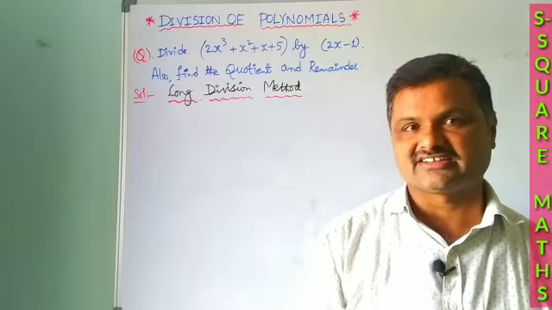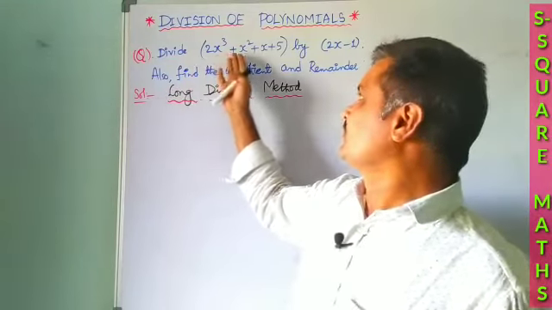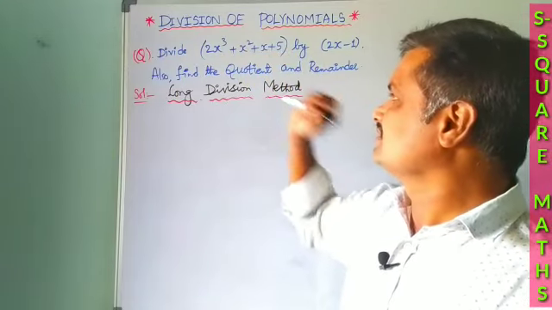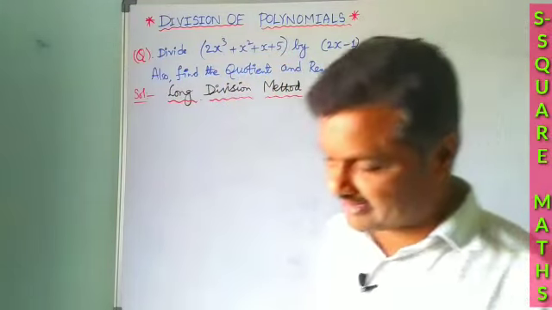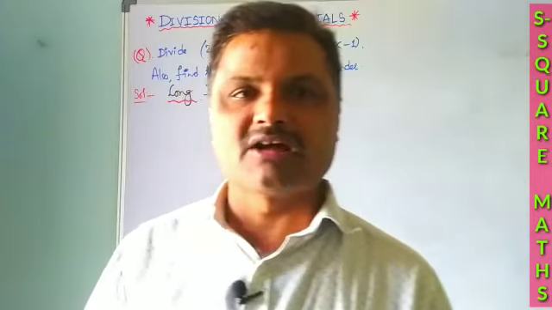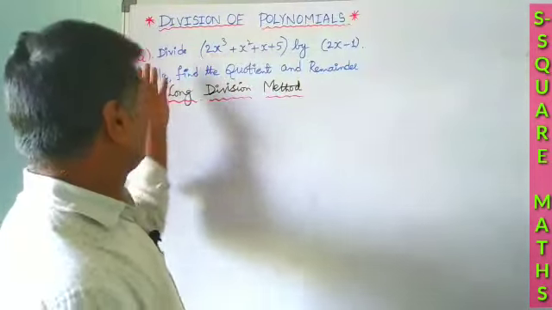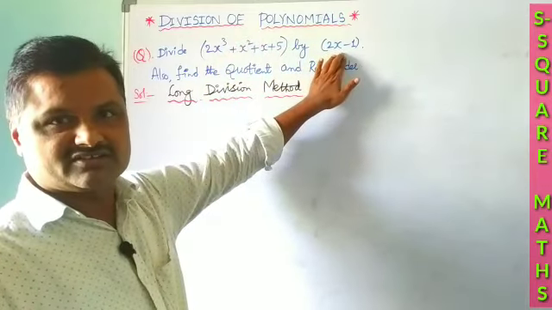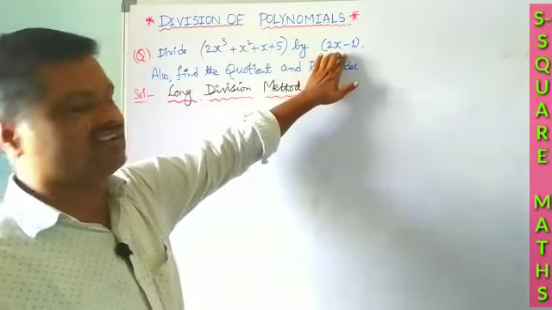What is different? Divide 2x cube plus x square plus x plus 5 by 2x minus 1. Also find the quotient and the remainder. So in this problem we are going to do the division by the polynomial 2x minus 1. This is our dividend and this is our divisor.